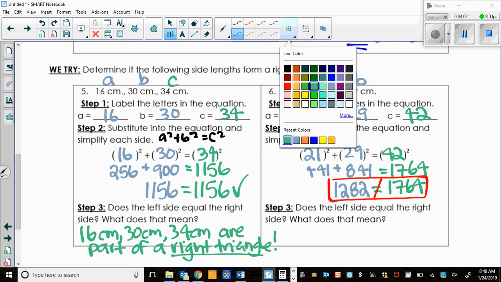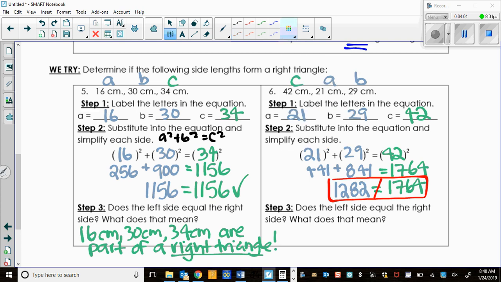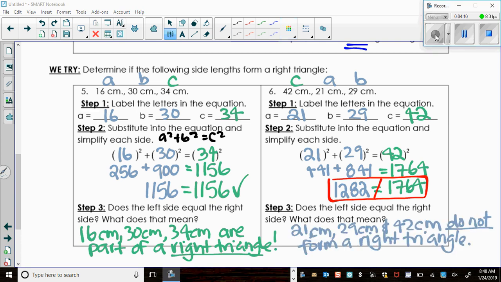So what does that mean? Well, the given information is not part of the right triangle. So I'm going to write that down right here. So I went ahead and wrote that down. 21 centimeters and 29 centimeters and 42 centimeters do not form a right triangle. It's just an ordinary triangle. It's not a specific right triangle.